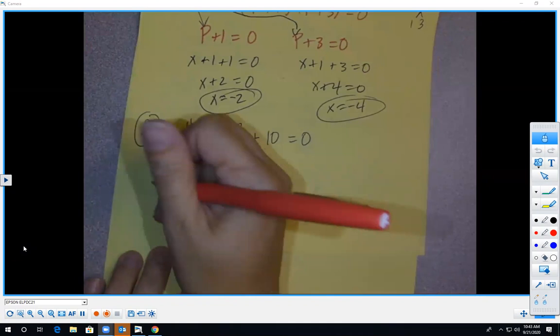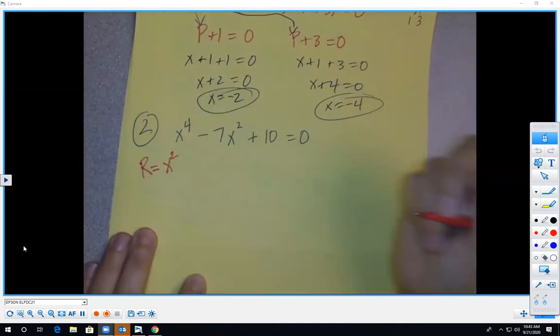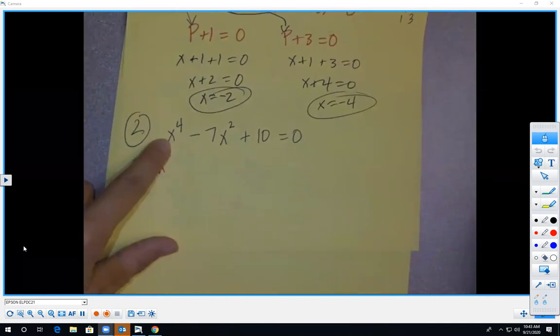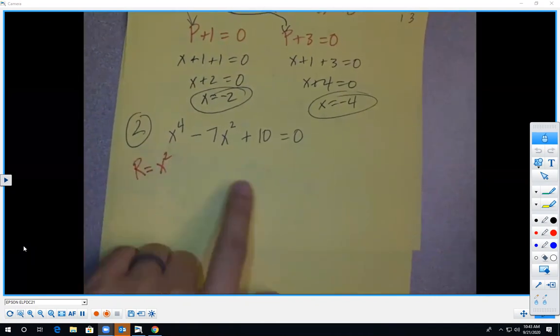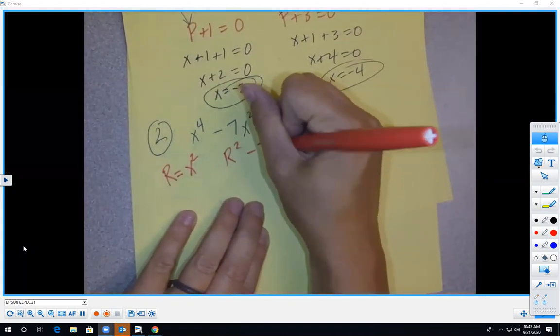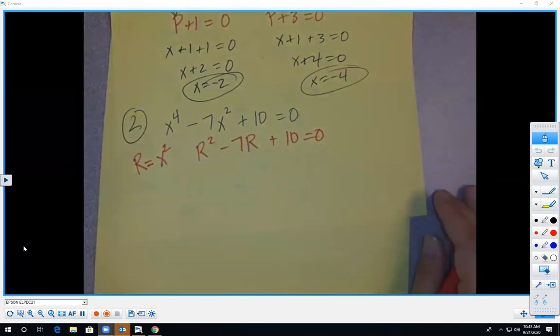Yeah, x squared is the, let's do R this time. R equals x squared in this case, because x squared, when I squared it, I get x to the 4th, right? So this now is r squared minus 7 times r plus 10 equals 0.